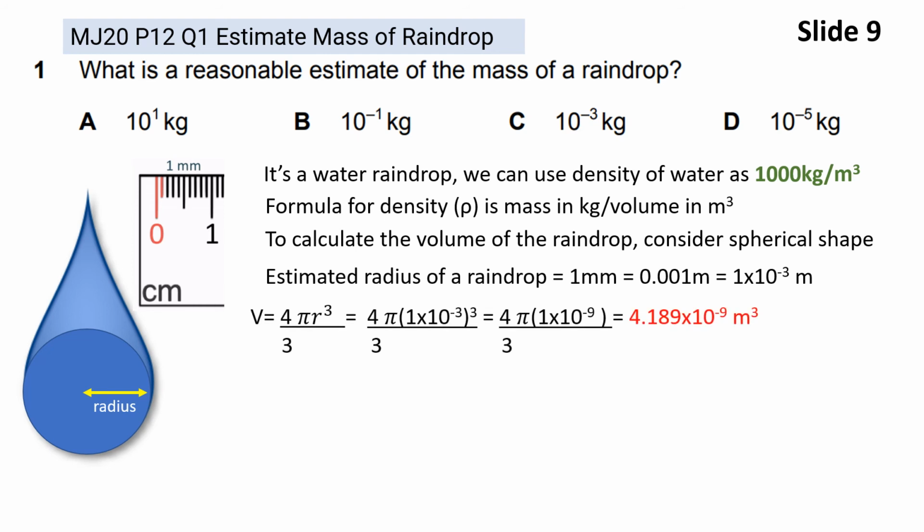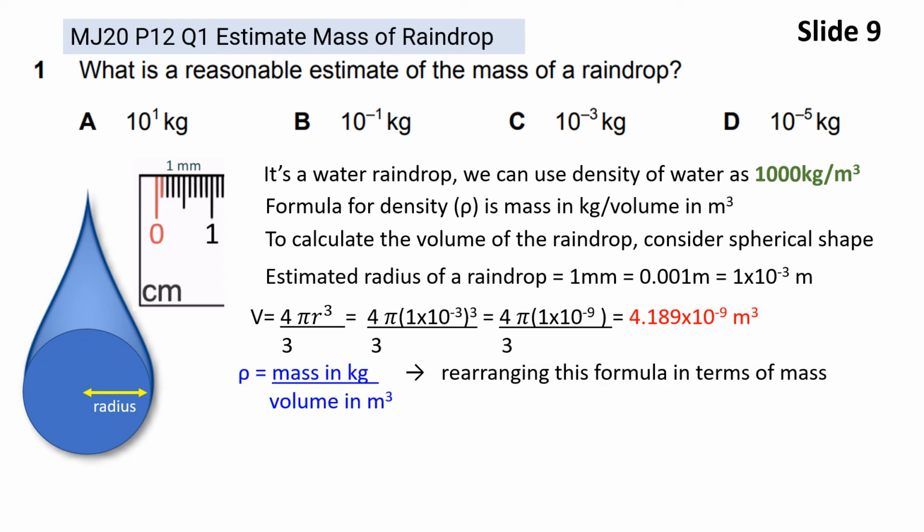Now I'm going to use the formula for the volume of a sphere, which is 4/3 pi r cubed, where r is the radius. My radius is 1 times 10 to the negative 3, cubed, and doing the calculation, that's what I get. But that's not the answer. I'm looking for the mass. So now I need to do something.